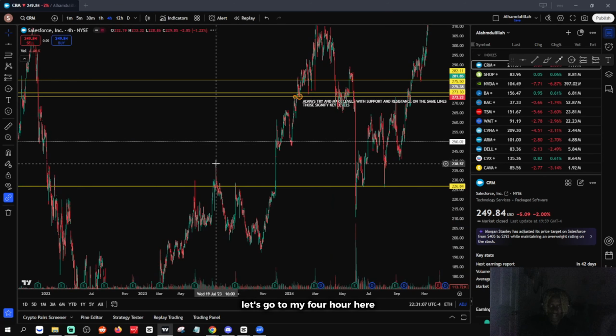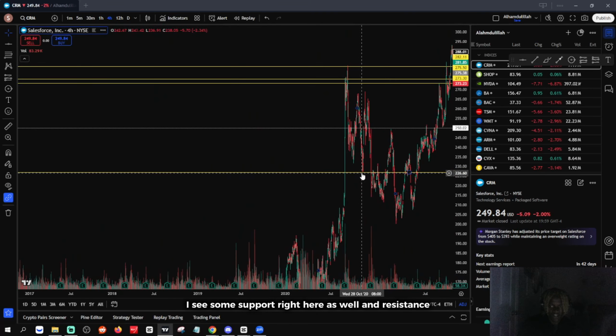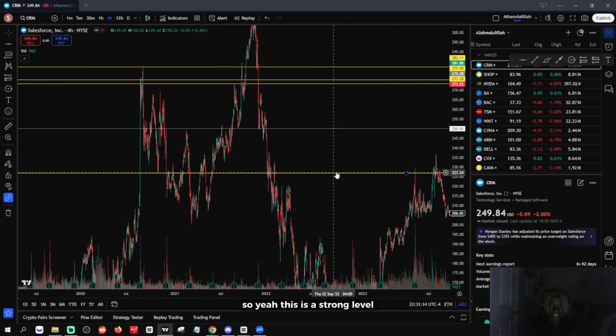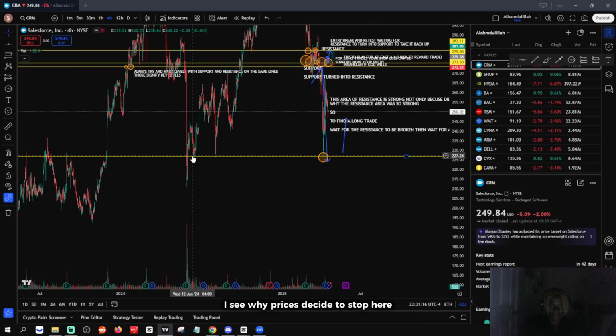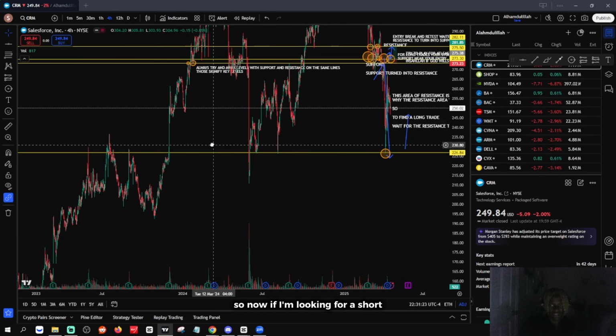Let's go to my 4 hour here. Looks like we're out of candles. Okay, I see some support right here as well and resistance. So yeah, this is the strong level. I see why price decided to stop here. Strong support right here. Strong support right here. Strong resistance right here. Okay? Key level.